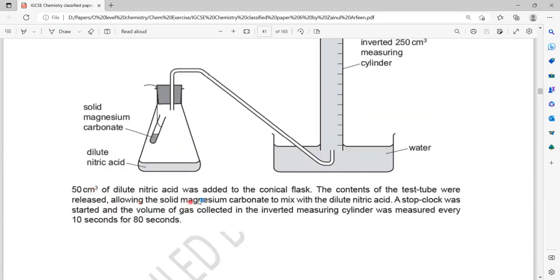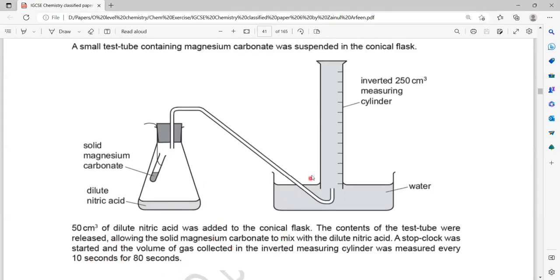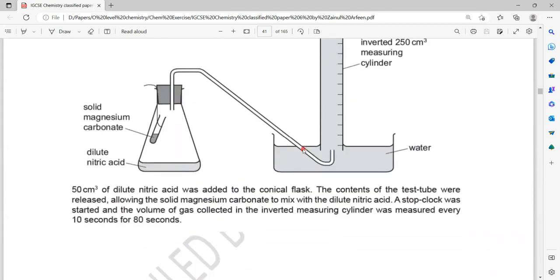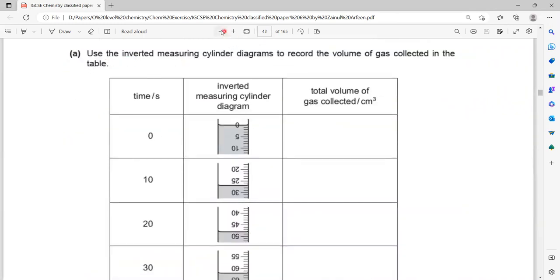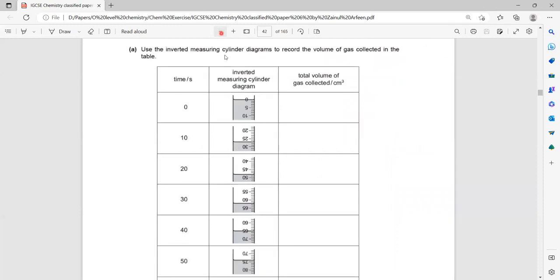So 50 cm cube of nitric acid was added into a conical flask and the contents of the test tube were released, allowing the solid magnesium carbonate to mix with the nitric acid. A stop clock was started and the volume of gas collected in the inverted measuring cylinder was measured every 10 seconds for 80 seconds. So after every 10 seconds we measure the volume and continue till 80 seconds. Using the inverted measuring cylinder, record the volume of gas collected.